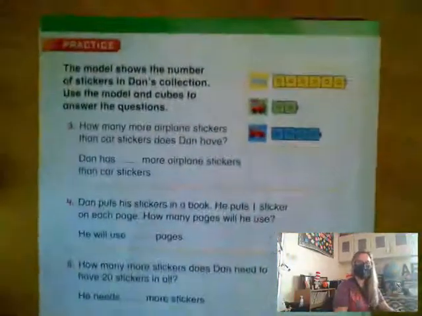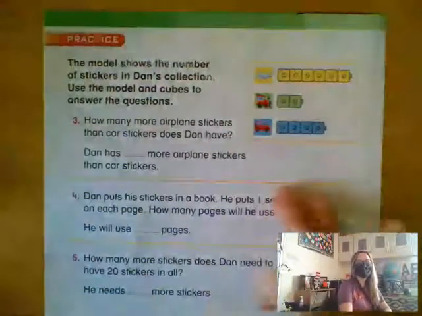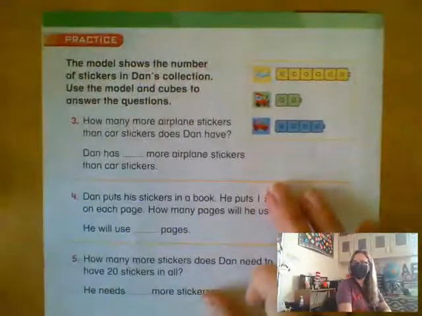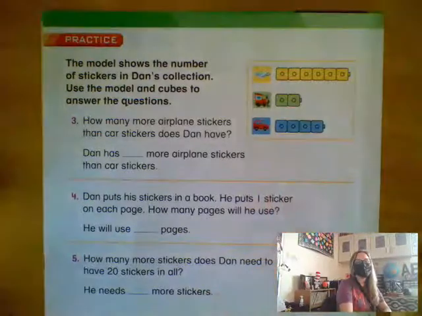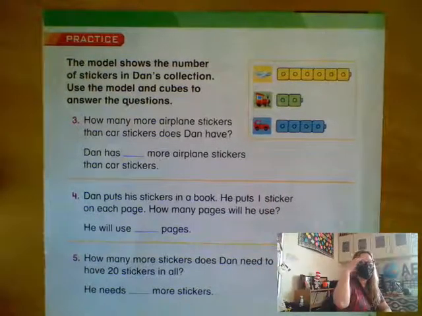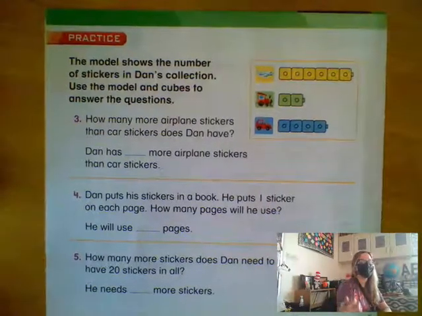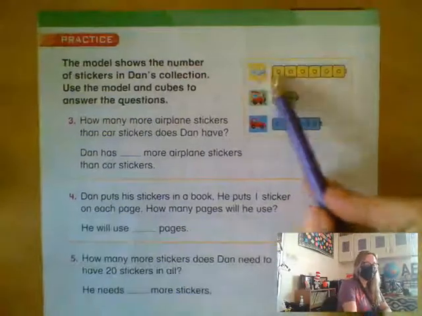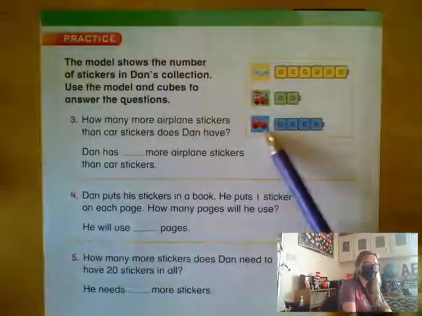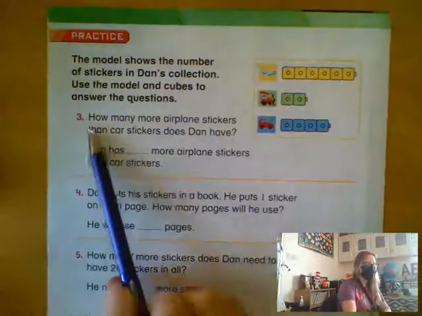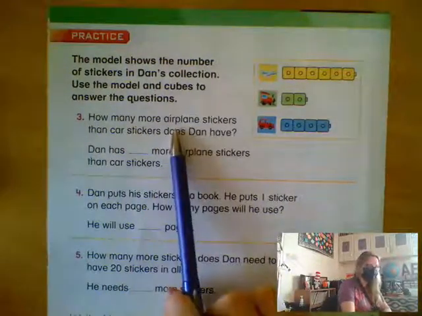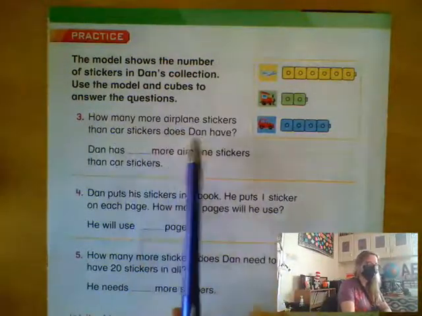We're looking at the top of 396. And we have a model here that shows the number of stickers in Dan's collection. So we're going to use the model and the cubes to answer questions. So he had airplane stickers, train stickers, and car stickers. Beckett, how many more airplane stickers than car stickers does Dan have?